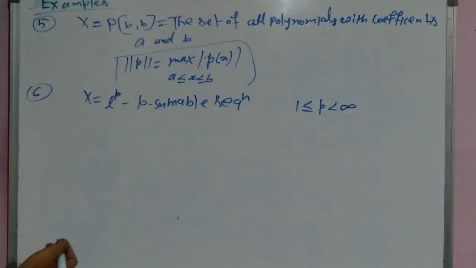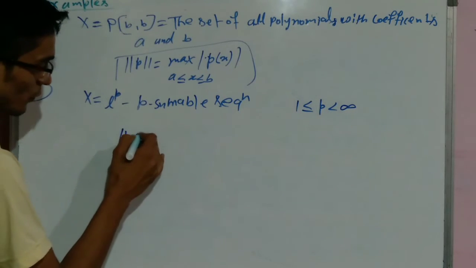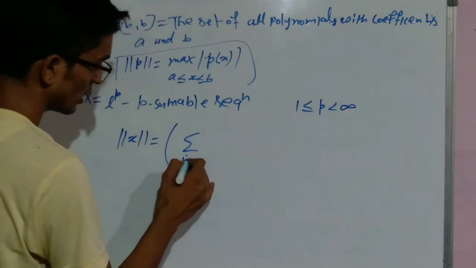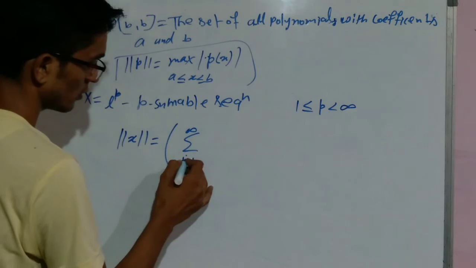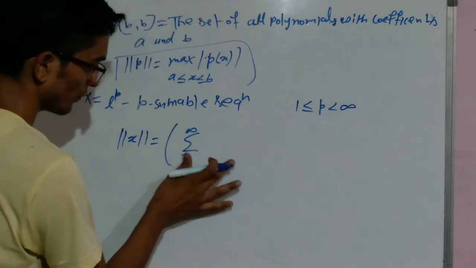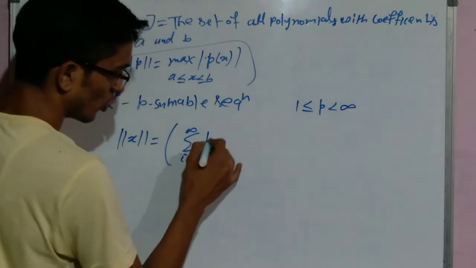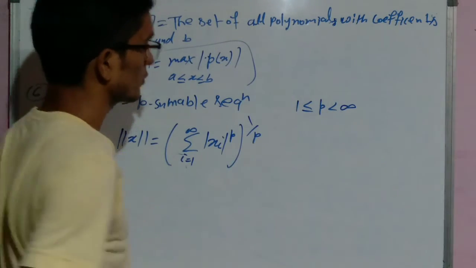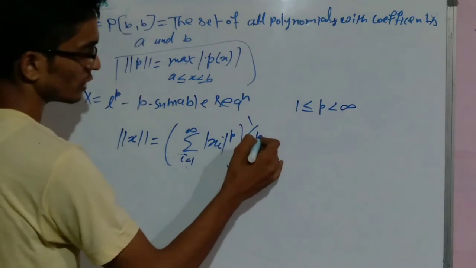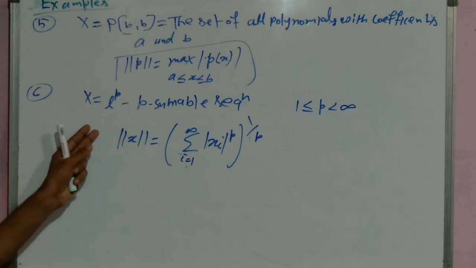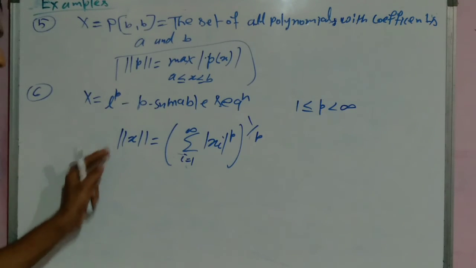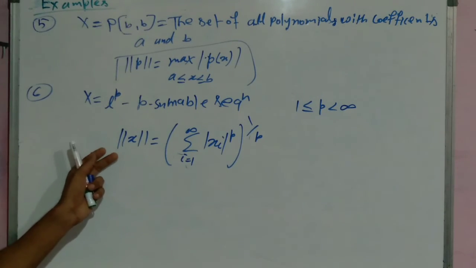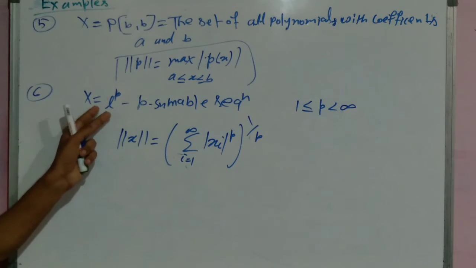So for this we define the norm. The norm is the summation from i equal to 1 to infinity of |x_i|^p, the whole raised to 1 upon p. This is the norm on l^p. So here l^p is a normed linear space, because we can define a norm for this space. Therefore l^p is a normed linear space.